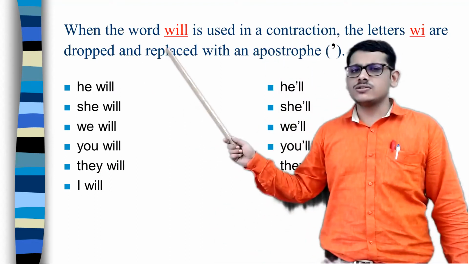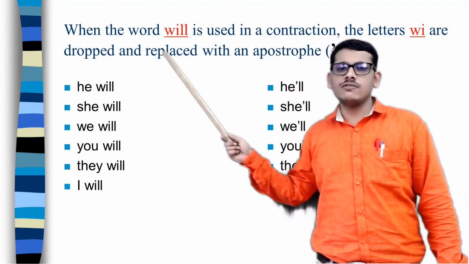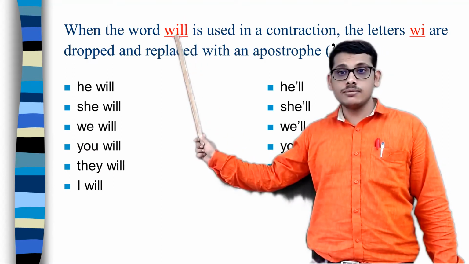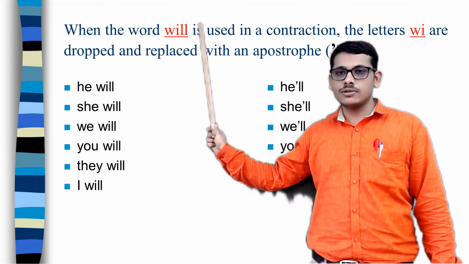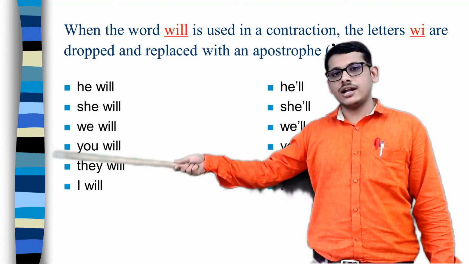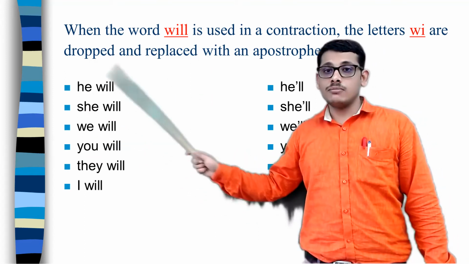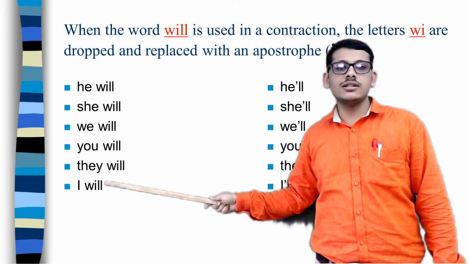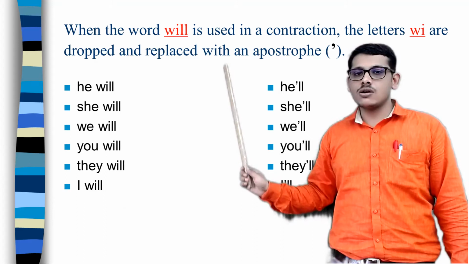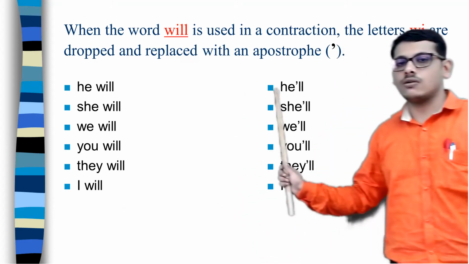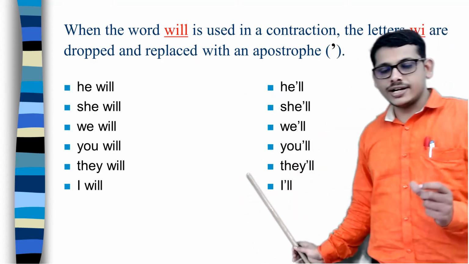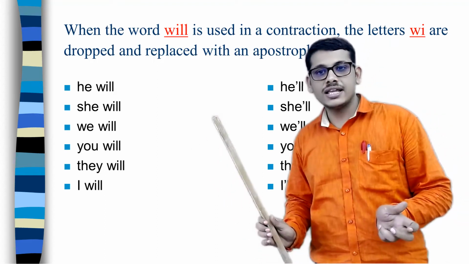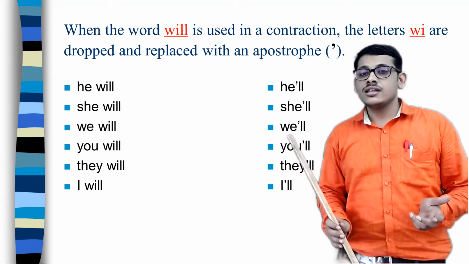Same for will also. Whenever we use will in a contracted form, these first two letters W and I will drop. Instead of that, we will give an apostrophe, and that will be a contracted form. But there should be two words: he will, she will, we will, they will, I will. All these words we can make short. Contracted form means a short form. Instead of saying he will, you can say just he'll, she'll.